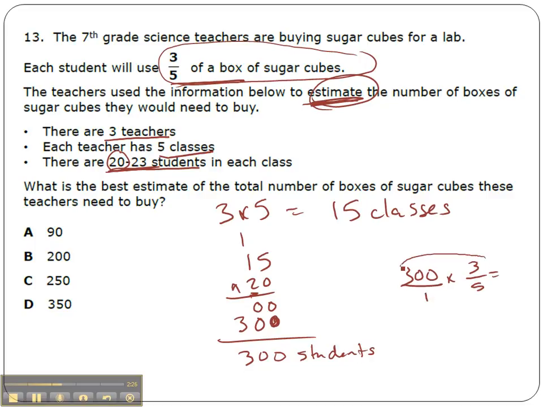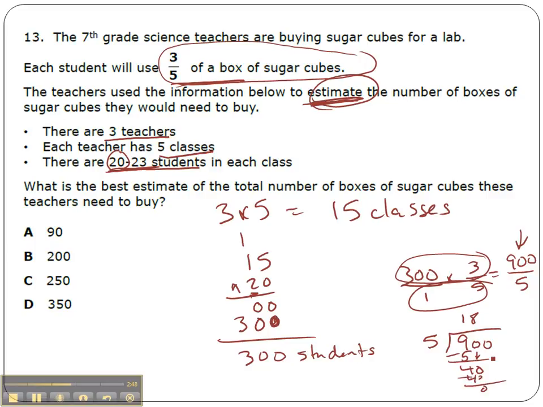Top times top, 300 times 3 is 900. Bottom times bottom, 1 times 5 is 5. And then this is a huge improper fraction, so we need to divide. 900 divided by 5. How many 5s in 9? 1. 1 times 5 is 5. Subtract, we get 4. Bring down the 0. How many 5s in 40? 8. 8 times 5 is 40. Subtract, we get 0. Bring down the 0. We still need something in this place. So how many 5s in 0? 0. So our low estimate of what we would need is 180.